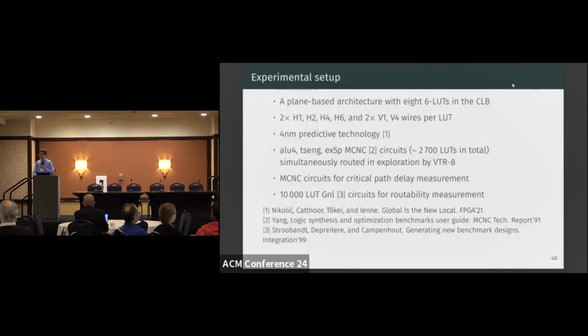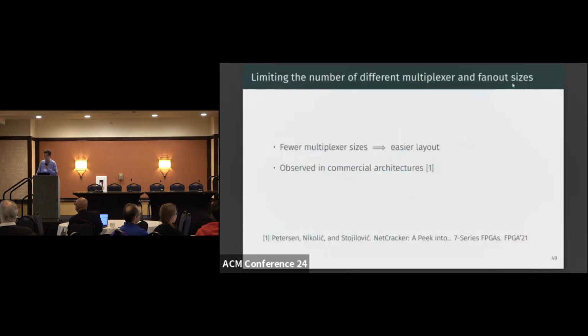In the exploration itself, we used 3 MCNC circuits routed simultaneously with VTR8. And then the remaining MCNC circuits were used for measuring the critical path delay. And we used some slightly larger synthetic GNL circuits for measuring routability. The first form of regularity that we want to explore is how do we make sure that there are not more than a certain number of different fan-in and fan-out sizes.